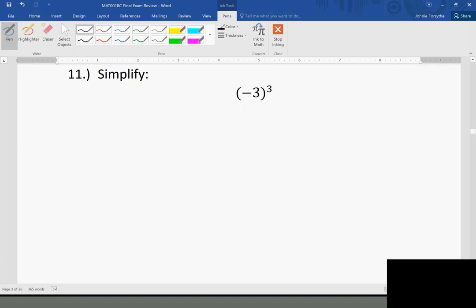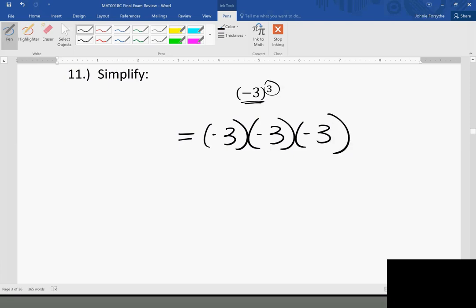Okay, number 11. Simplify negative 3 to the third power. So this is an exponent. Negative 3 is your base, and the 3 here is your power. What negative 3 to the third power means is that I'm taking negative 3 and multiplying it 3 times. Okay? So now let's simplify this.